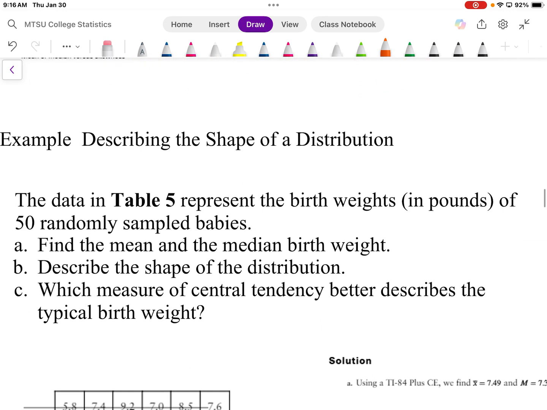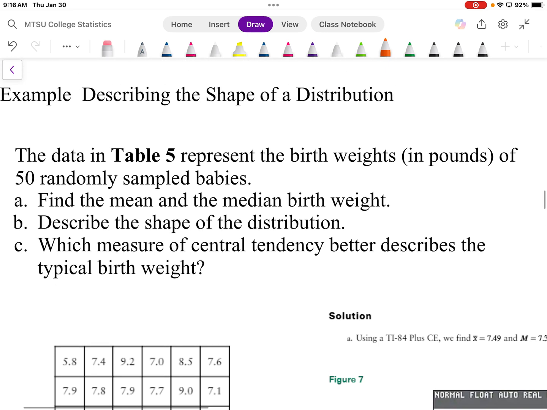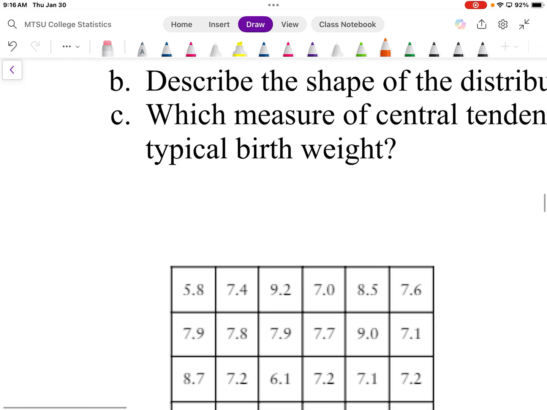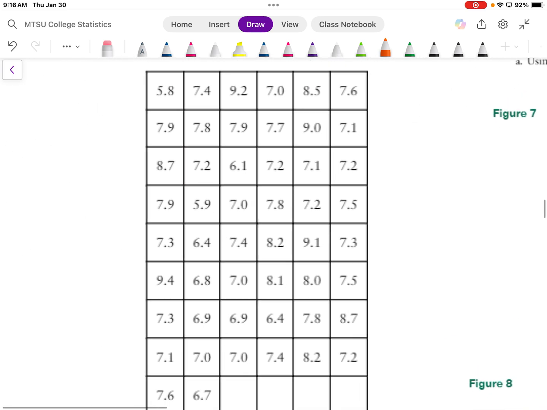All right, the data in Table 5 represents the birth weights in pounds of 50 random sample babies. Find the mean and the median birth weights. Describe the shape of the distribution. Which measure of central tendency better describes the typical birth weight? So with that in mind, we're going to enter that in real fast. And you're like, Mr. Stevens, that's 750 numbers. That's not real fast. But again, we don't have a lot of examples here.